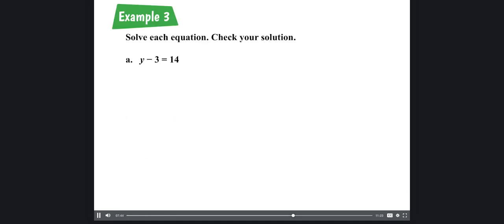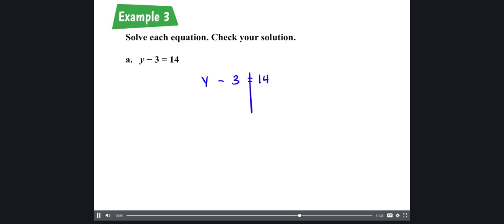Example 3. We'll do this problem together. Solve each equation. Check your solution. Problem A. y minus 3 equals 14. Copy the equation y minus 3 equals 14 and draw a vertical line through the equal sign to help you stay organized.